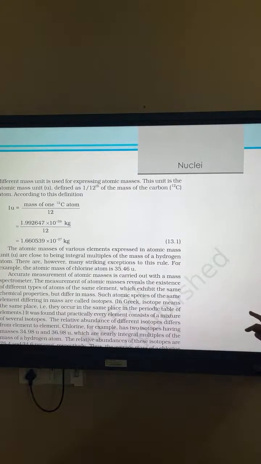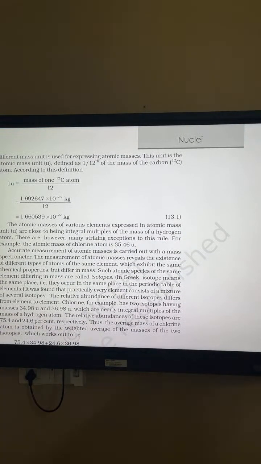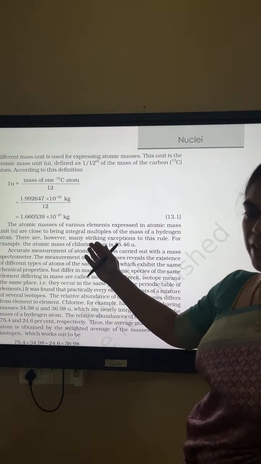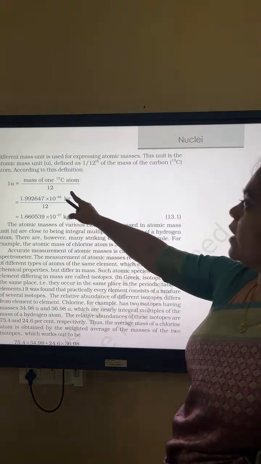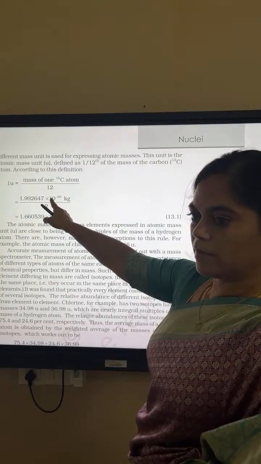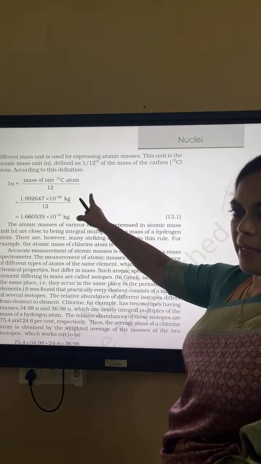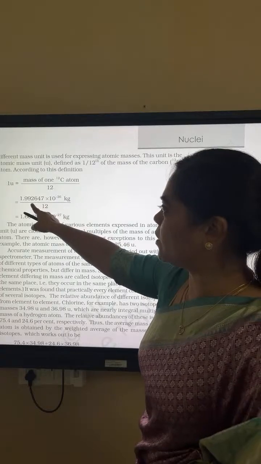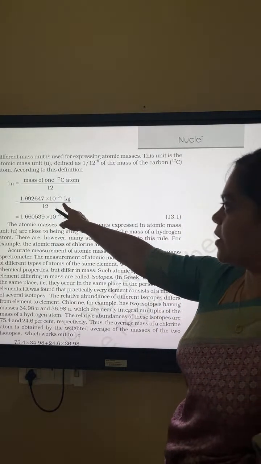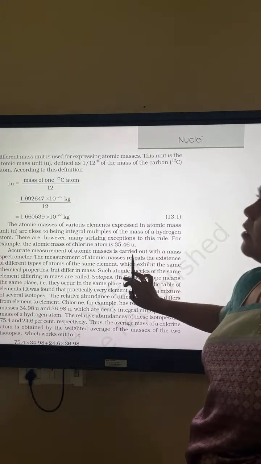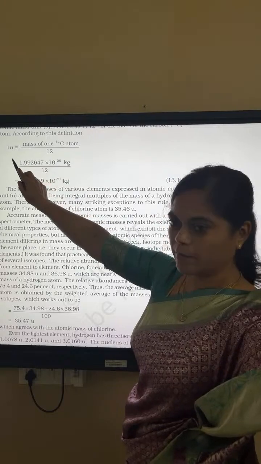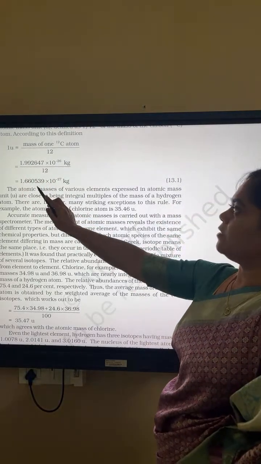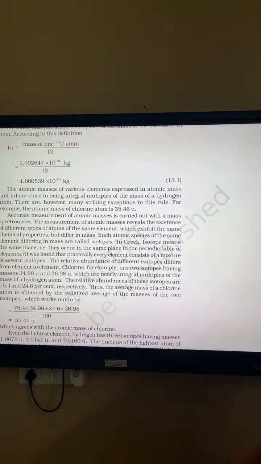One atomic mass unit is defined as 1/12 of the mass of the carbon atom. This is the definition. So mass of one carbon 12 atom divided by 12. What is the mass of one carbon atom? 1.992647 times 10 power minus 26 kilogram is one carbon atom's mass. Divided by 12 will be one atomic mass unit. So it will be 1.660539 into 10 power minus 27 kilogram.